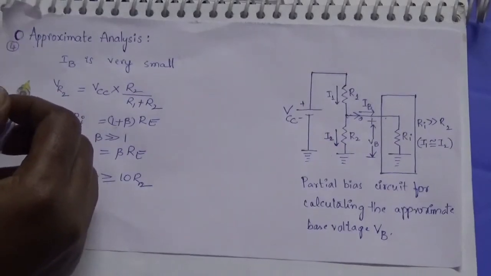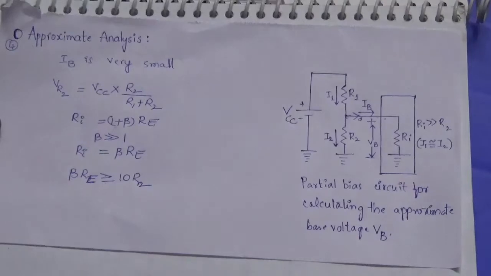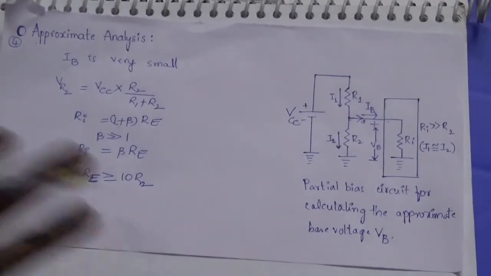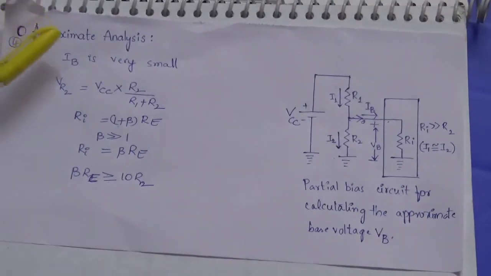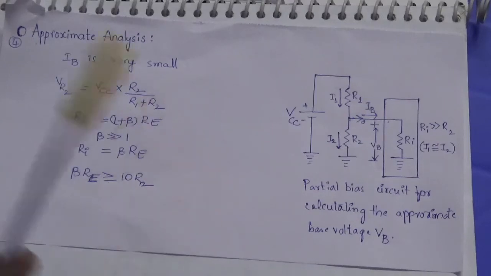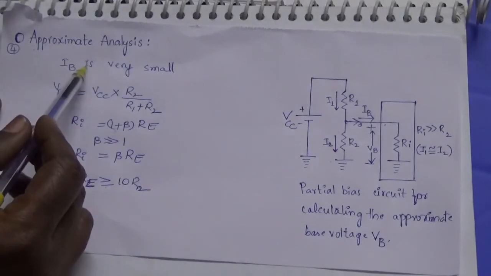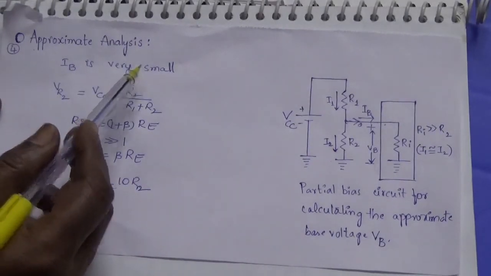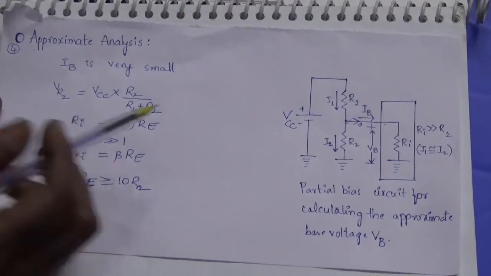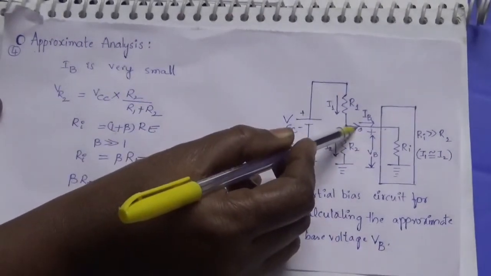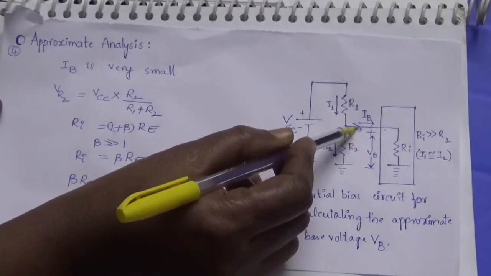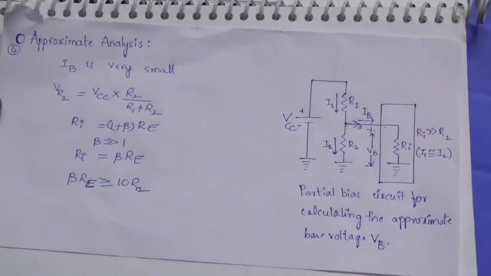So now we will see the approximate analysis. There is a condition to apply the approximate analysis. The first approximation is that we assume that IB is very, very small, that is negligible. So the current flowing into the base of the transistor is assumed to be 0.